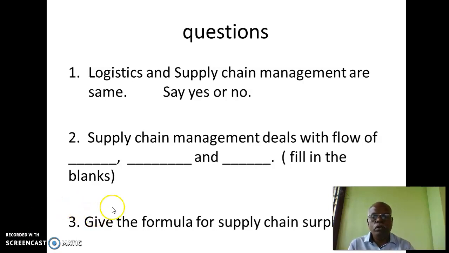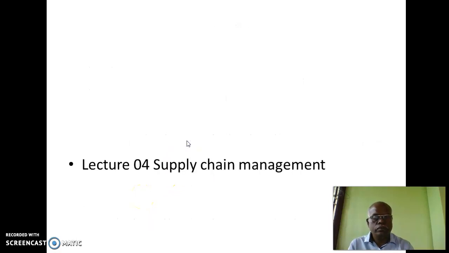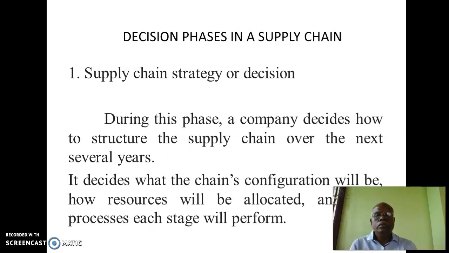Now let us move on to this lecture. This lecture talks about decision phases in a supply chain. The first phase is supply chain strategy or decision. We see what is the meaning of strategy. Strategy means a plan of action to achieve in the long term.